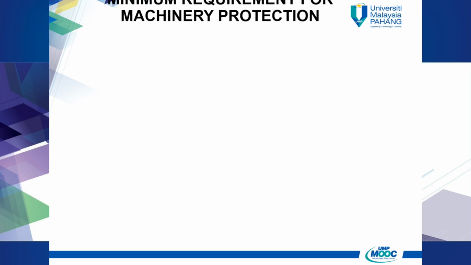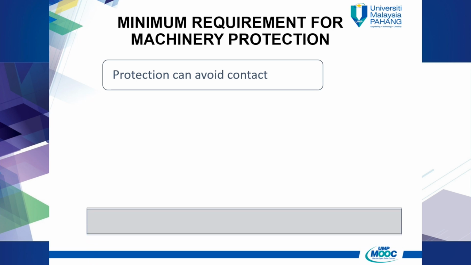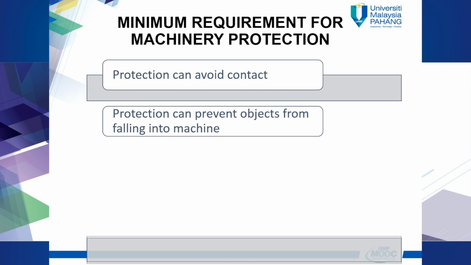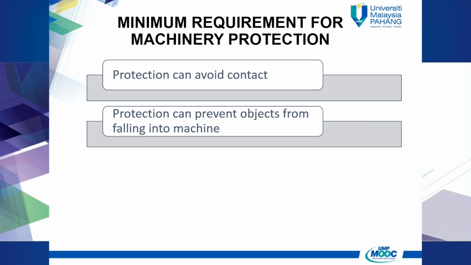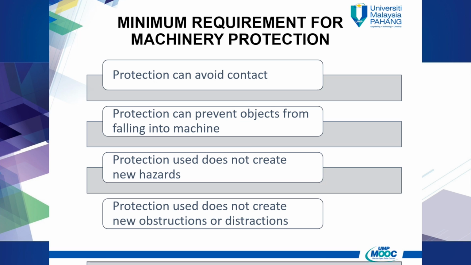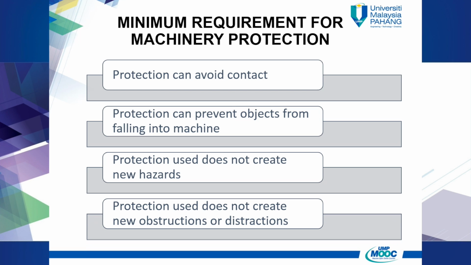When you select machinery protection, you must at least meet the minimum requirements, which are: protection can avoid contact. Protection can prevent objects from falling into the machine. Protection used does not create new hazards. And protection used does not create new obstructions or distractions.